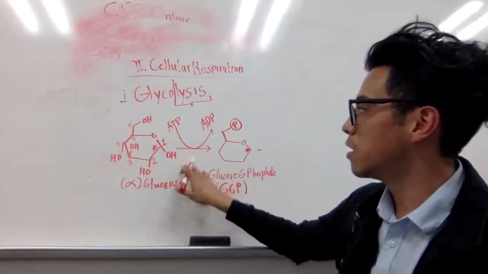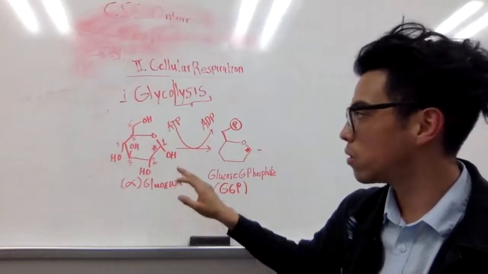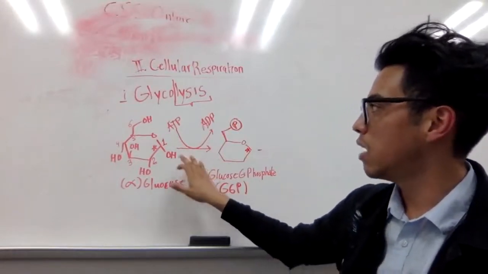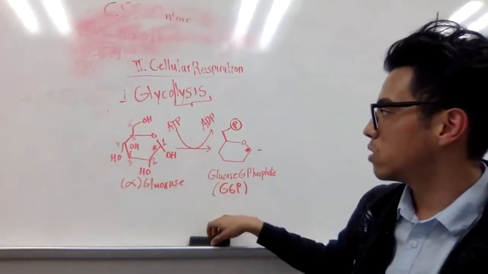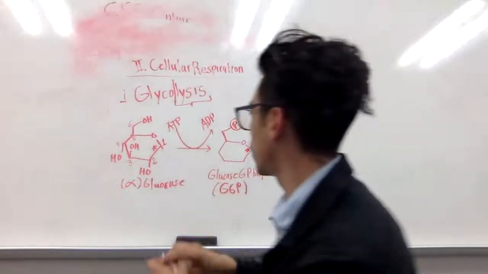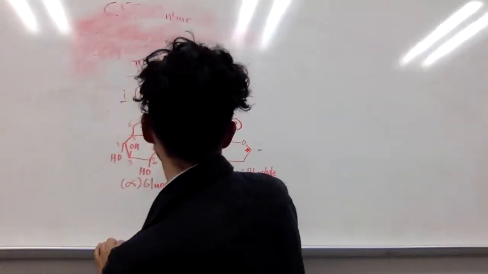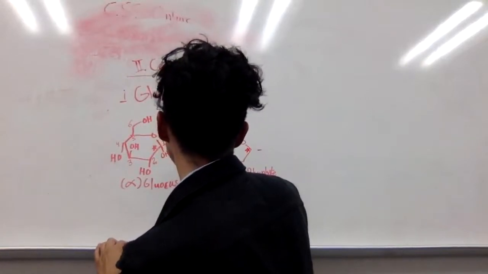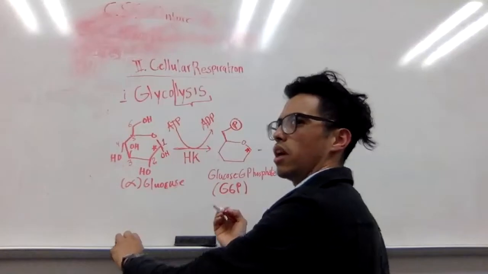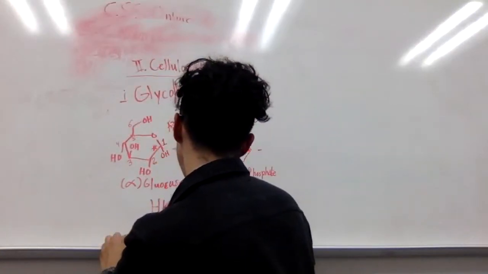So for this step, we're going through this reaction, right? And we're adding a phosphate group, and we're converting glucose to glucose 6-phosphate. What I forgot to add was that there's an enzyme involved. It's usually abbreviated HK, right? Hexokinase.